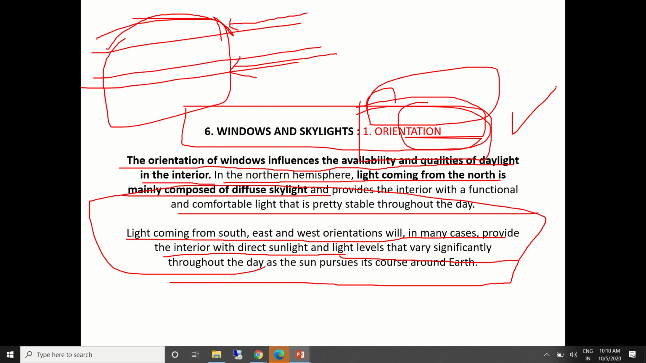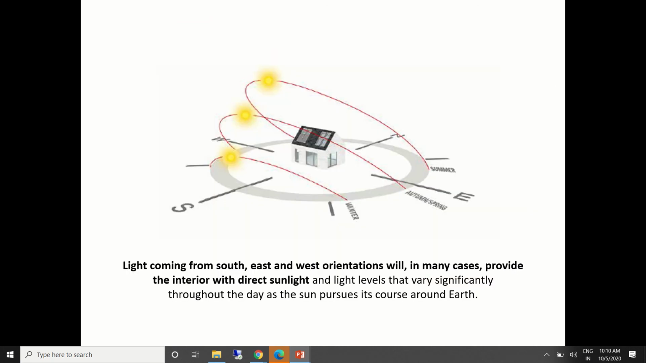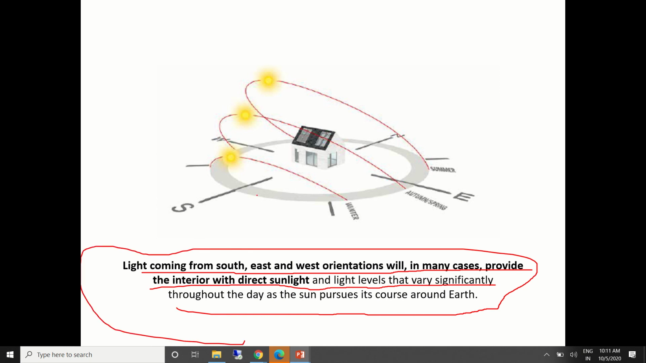The use of appropriate placement and appropriate strategy for the openings is one of the things that we should keep in mind. Light coming from south, east and west orientation will in many cases provide the interiors with direct light, and the light levels vary significantly throughout the day as the sun pursues its course. Yeah, we know that.